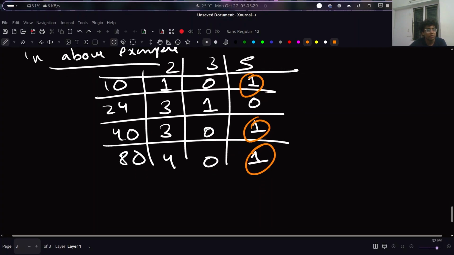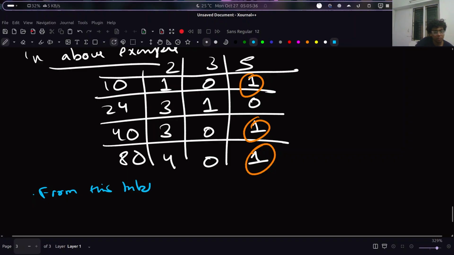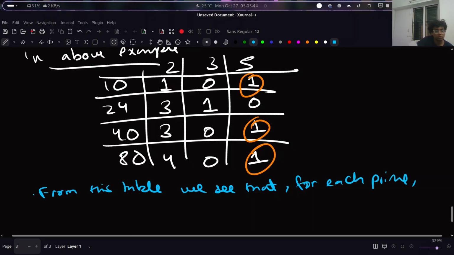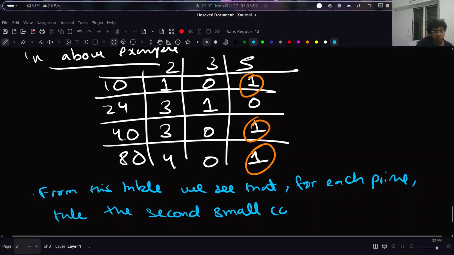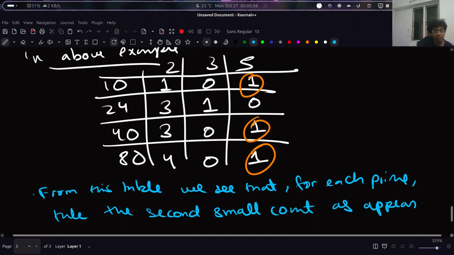So in this table, from this table, we see that for each prime, take the second highest count. Okay, take the second smallest count as appearance in the final answer.